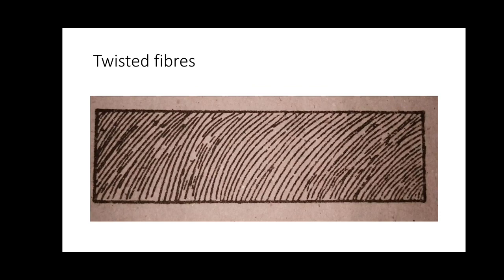These are the twisted fibers. Fibers are twisted by strong winds, turning the tree constantly in one direction. Trees in exposed positions or on hilltops are most affected.